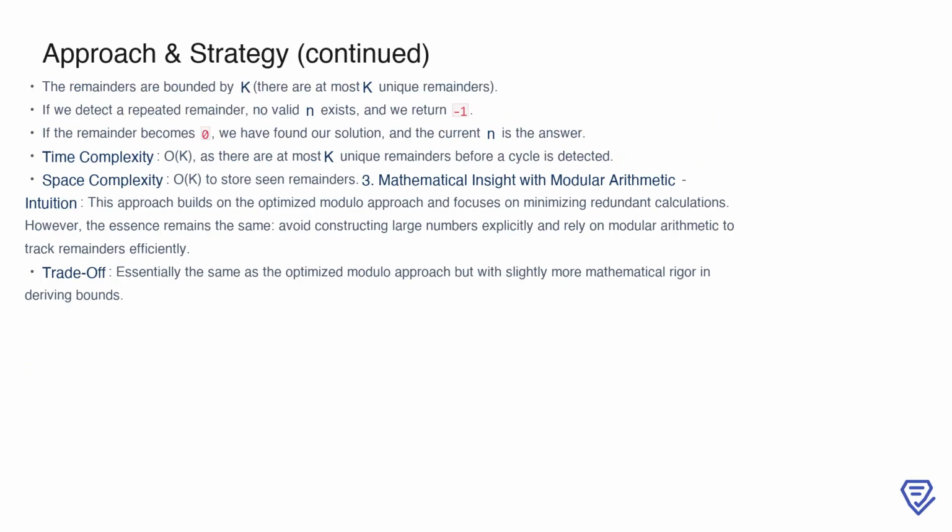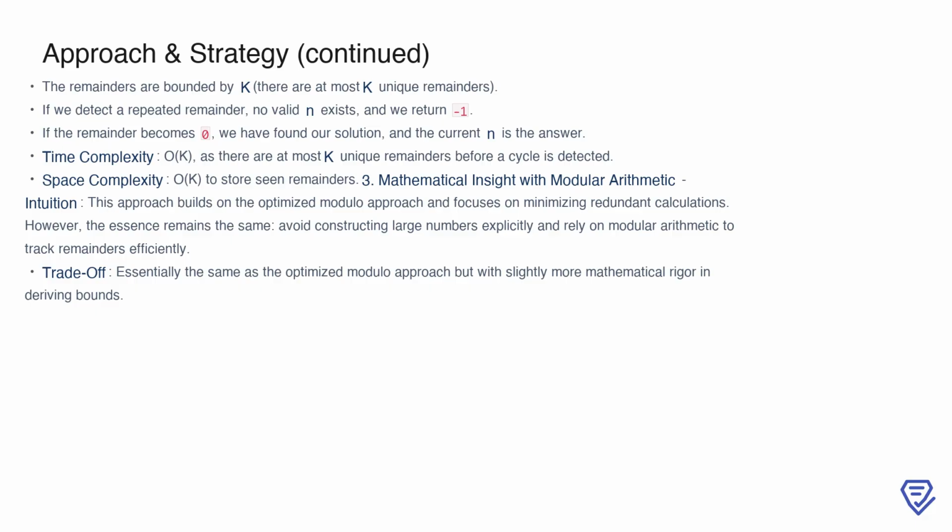Now, an important observation in the optimized modulo approach is that the remainders are always bounded by k. This is because there are at most k unique remainders possible when dividing by k. If at any step we detect a repeated remainder, it means we've entered a cycle, and no solution exists. In this case, we return -1. However, if the remainder becomes 0 at any step, we know the corresponding n is our solution since the number formed by repeating 1 exactly n times is divisible by k.